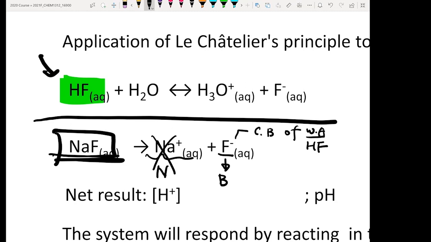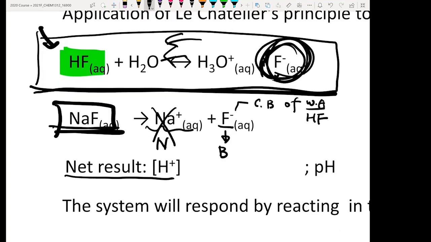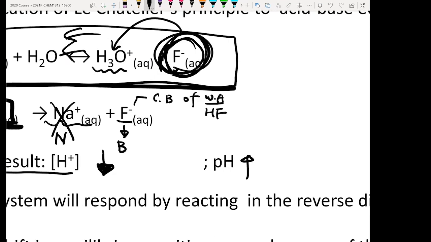So when you throw this salt into your solution, what you really do is throwing a weak base into your solution. That means this one is going to consume your protons. So that direction goes to the left. So in this case, your proton concentration is going to decrease. Very important concept that you need to know. So if your proton concentration is decreasing, what happens to your pH? Increase. Okay, so those are very important concepts.